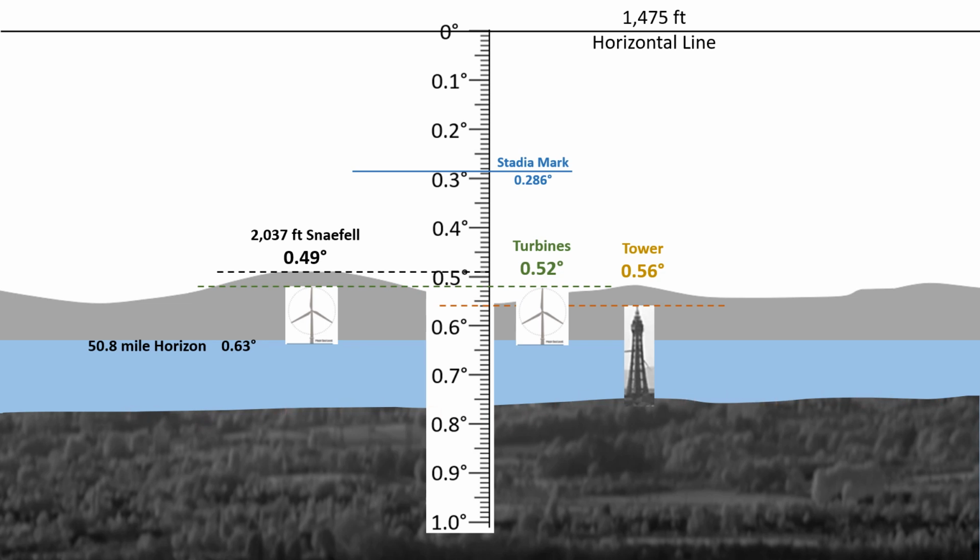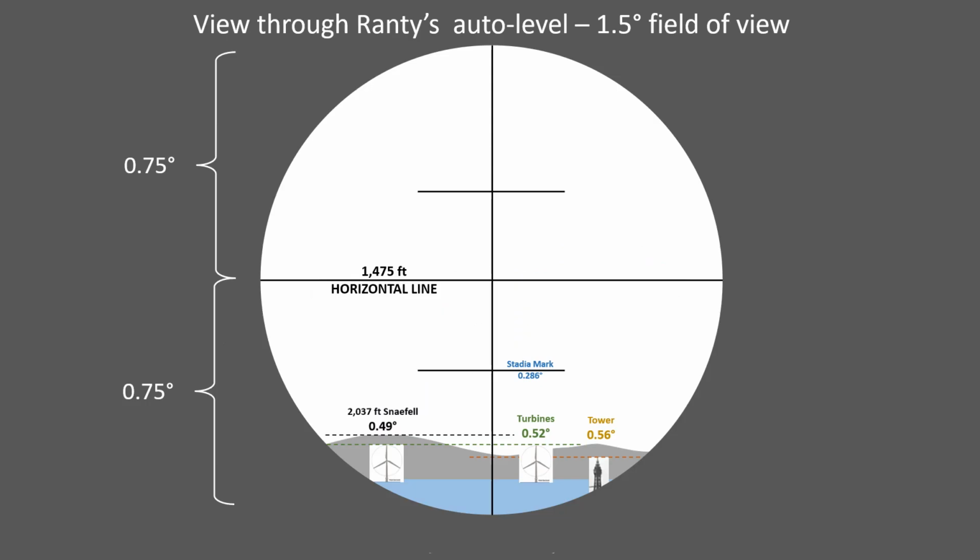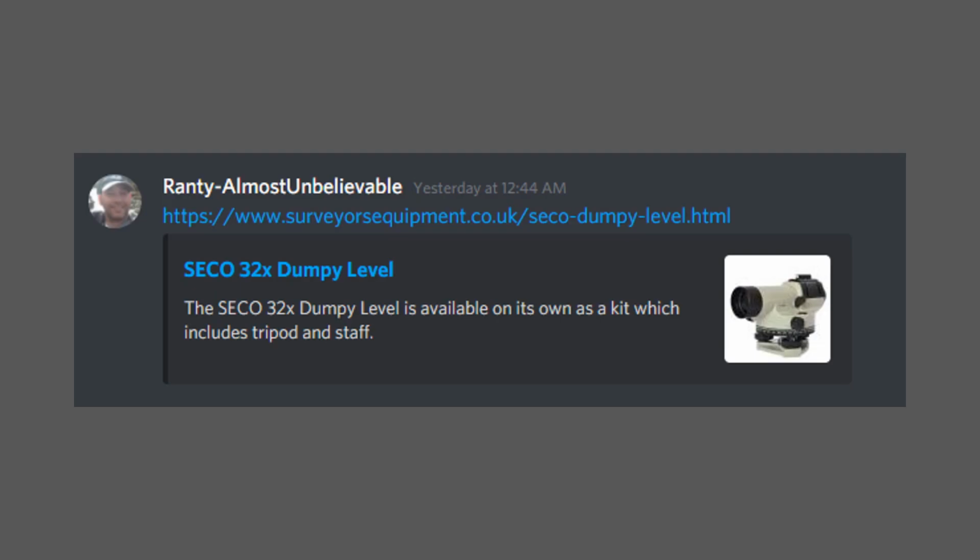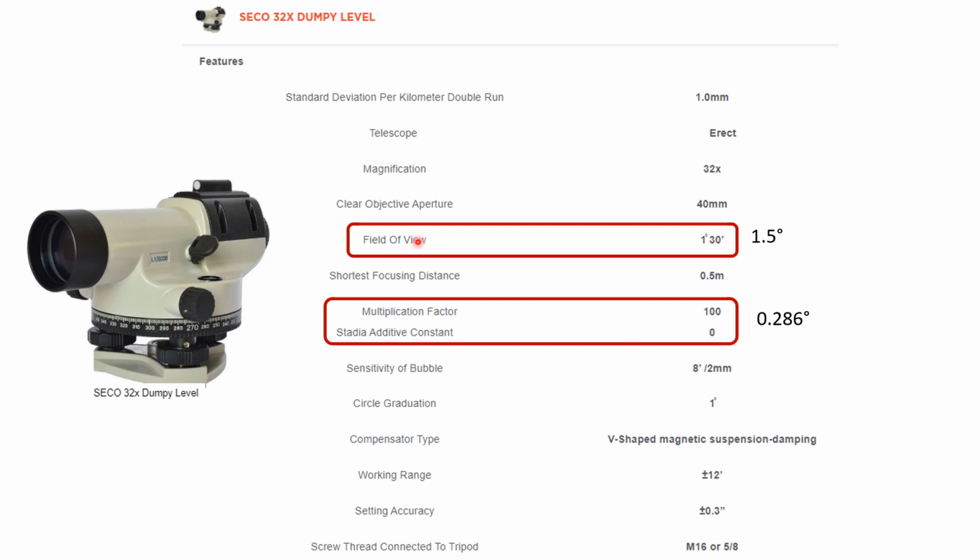So this is an accurate estimation of what Ranty would see when he is at an elevation of 1,475 feet. So this is what Ranty would see if his auto level does have a 1.5 degree field of view. Now Ranty sent me this link about the auto level that he purchased. So the field of view is 1 degree 30 minutes, which is 1.5 degrees.